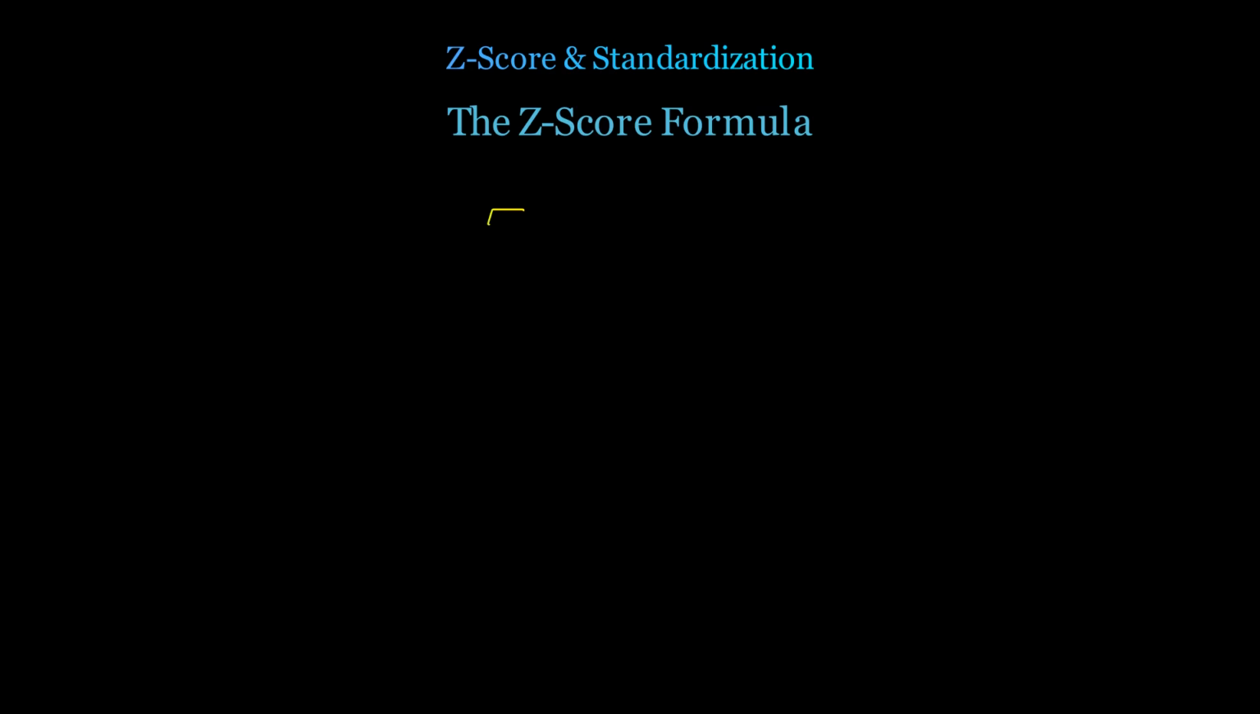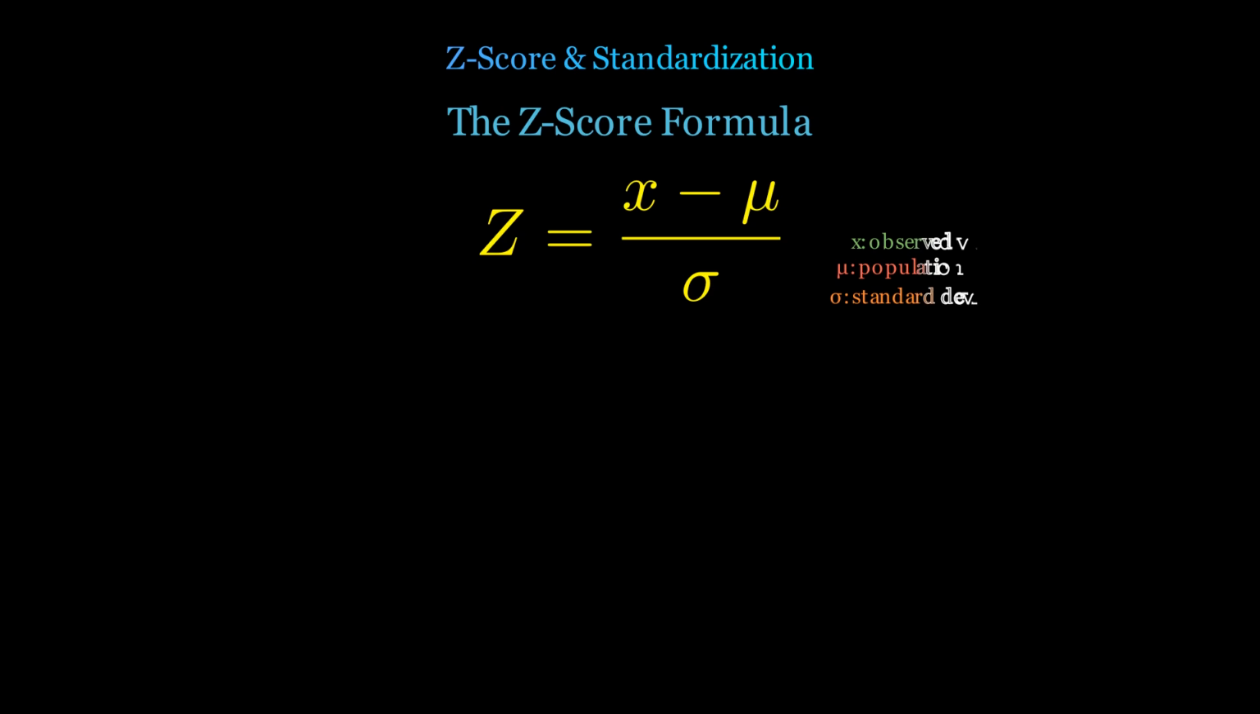The Z-score formula is beautifully simple. Z equals x minus mu, all divided by sigma. Let's understand each component. X is the observed value, the data point you want to standardize. Mu is the mean of the distribution, the center of gravity. Sigma is the standard deviation, the typical spread. The numerator x minus mu asks, how far is this point from the center? Dividing by sigma converts that distance into standard deviation units, a dimensionless number that works on any scale.